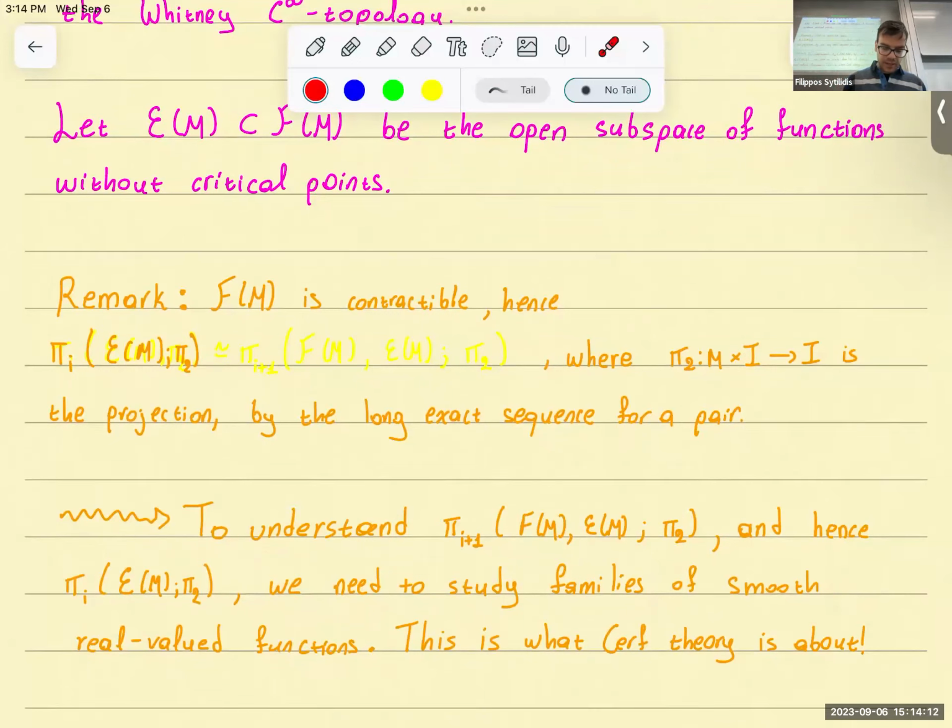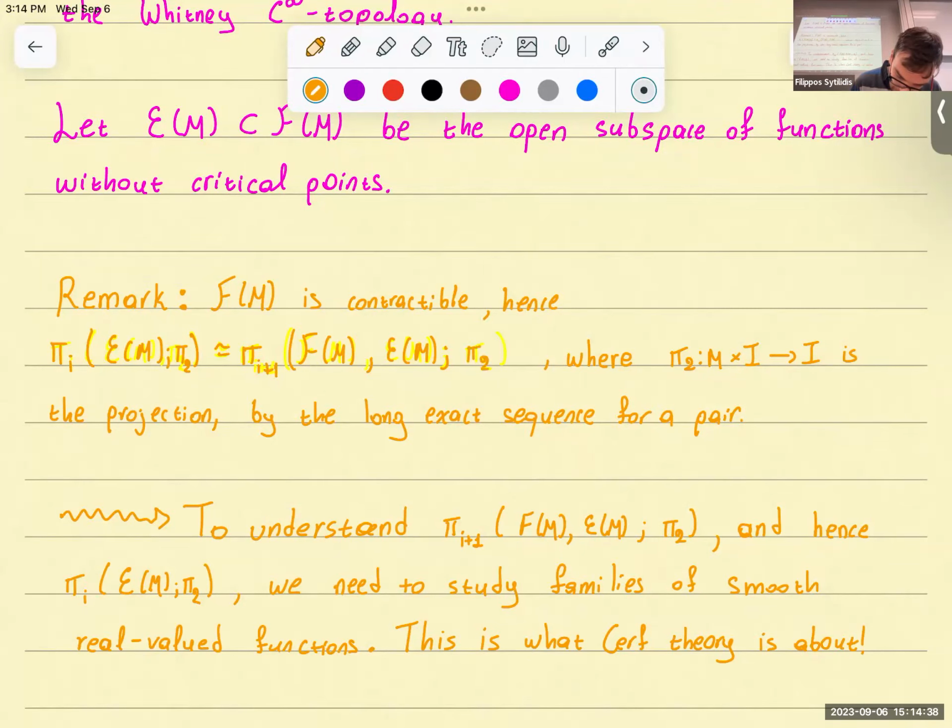For some reason, and I'll tell you the reason in a bit, maybe I want to calculate the ith homotopy groups of epsilon of M, using the fact that F of M is contractible. Actually, that would be the same thing as calculating the (i plus 1)th homotopy group of the pair F of M, epsilon of M, again with base point pi 2.